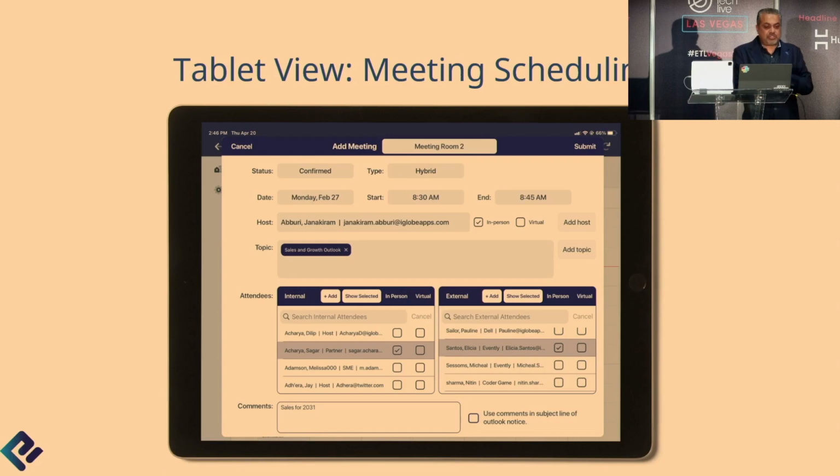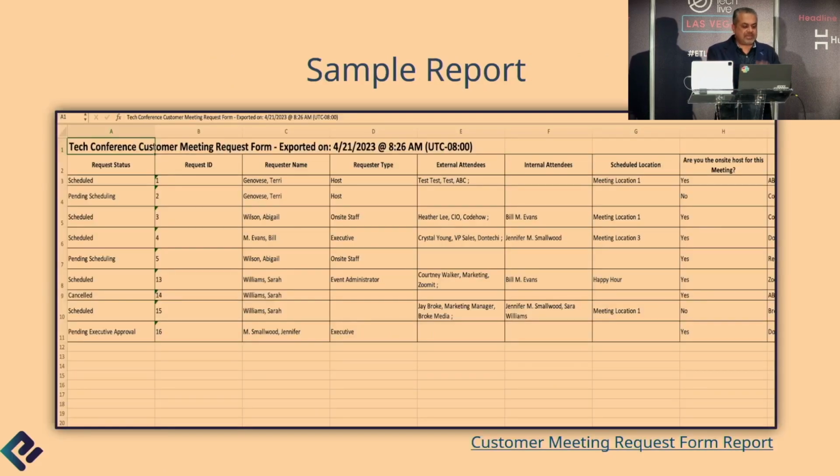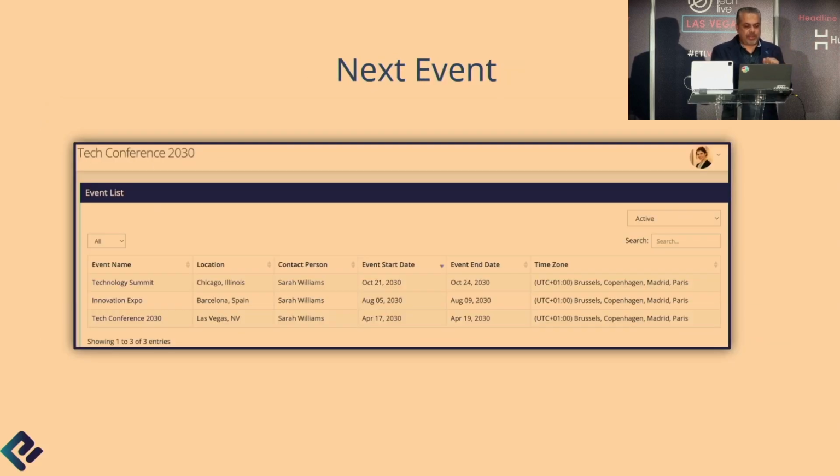Here's a screen that shows you on the iPad app how to schedule a new meeting, and then reports that can be in Excel format or whatever. And at the end of the event, Sarah Williams, our example event planner, is ready for any other events. If she's managing other events, she can just switch easily to another event, go into that event's data, and do the same thing. You can go back and forth between different events without any problem.